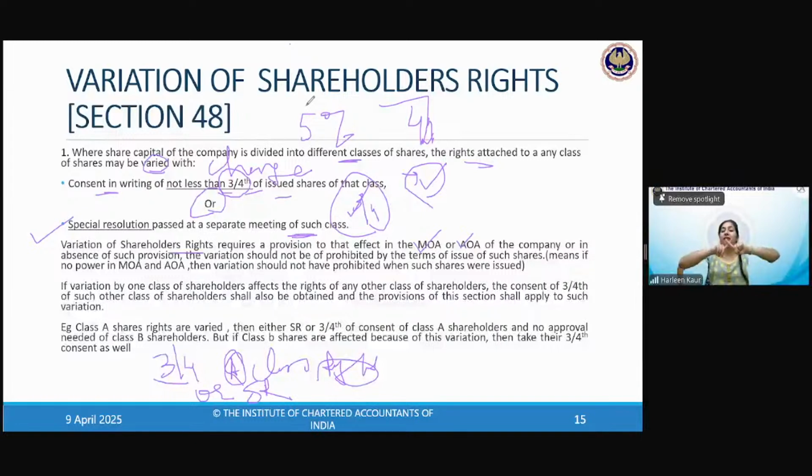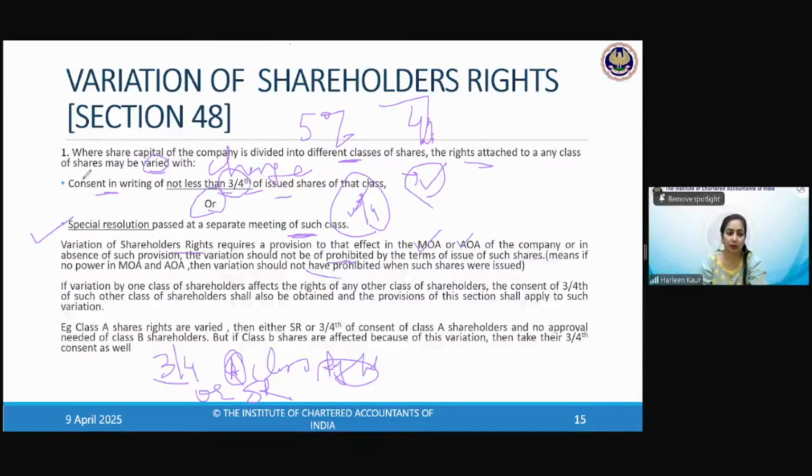If it is not written, can you do the variation? Absolutely, Priyanka. It's a public document. Great. So it should mention that you can do the variation, then only. Otherwise, no is the correct answer. No, ma'am. Then we cannot make the variation. If it is not written, then at least variation should not be prohibited at the time of issue. If no power is given, then it should not be prohibited also when such shares are issued.